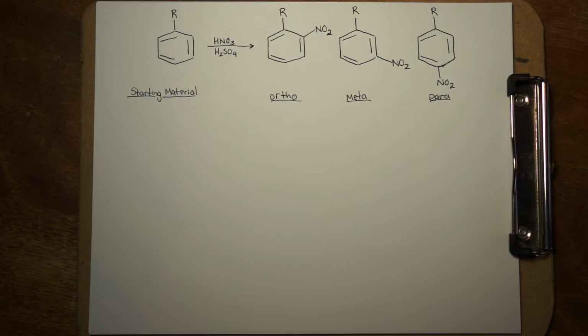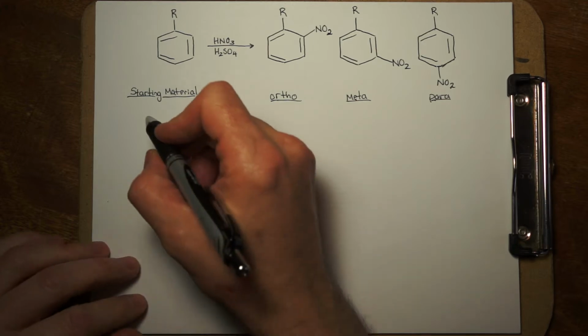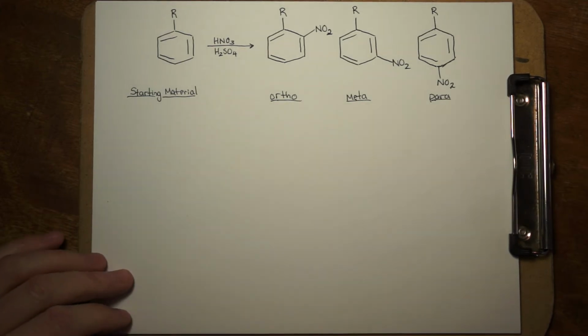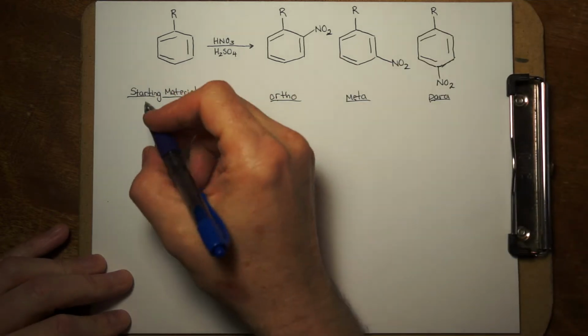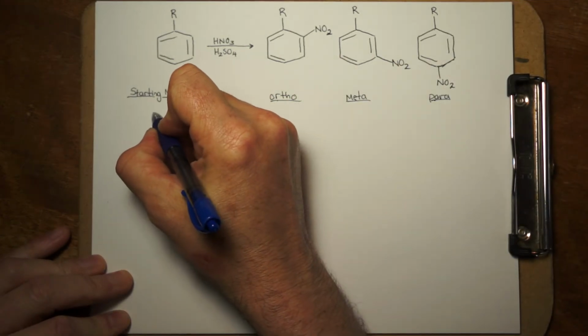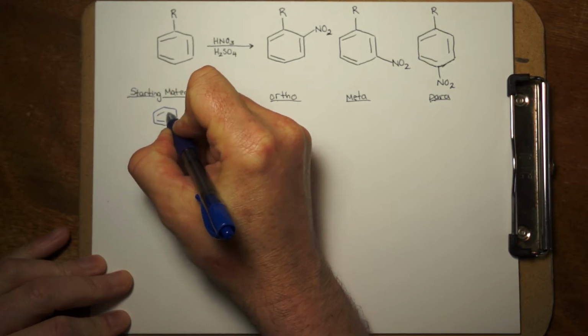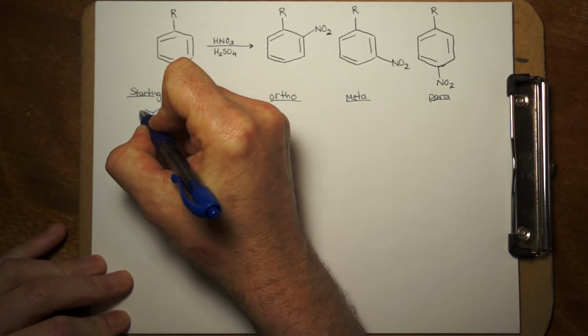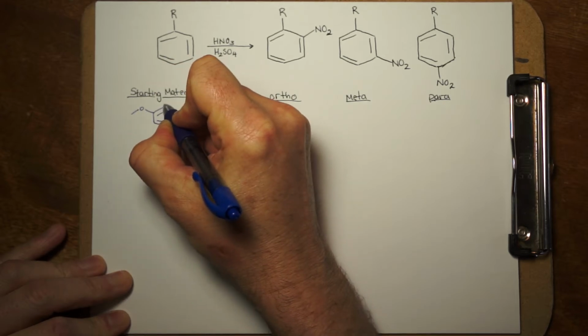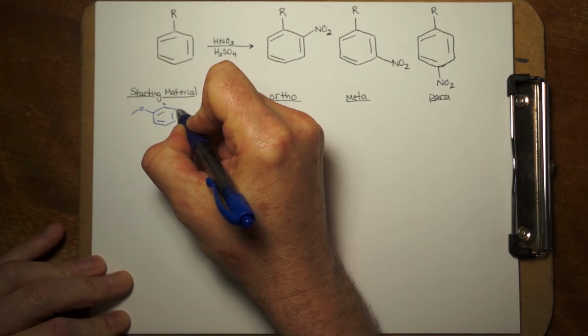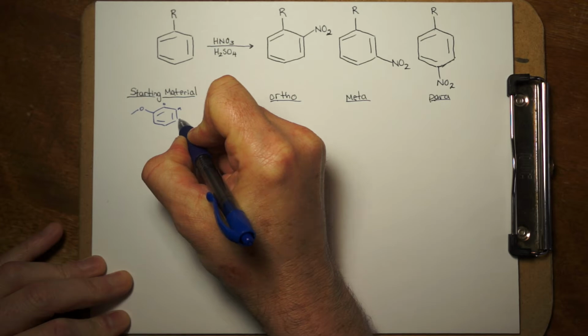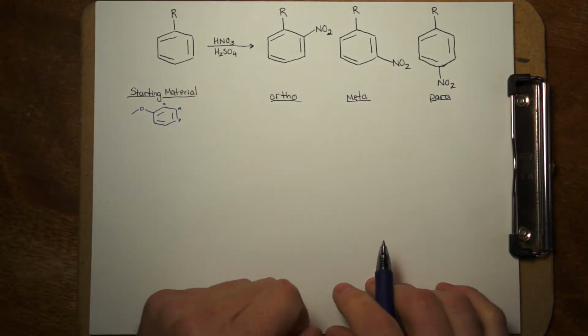Right, so let's start with an electron-rich benzene ring. Let's start with anisole. I'll use a different color here. And we're going to draw several here. So just so they fit in, I'm going to draw the R group off to the side. Right, so this is the ortho position, this is the meta position, and then this is the para position.